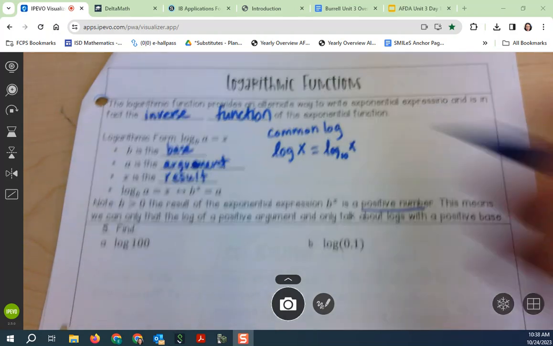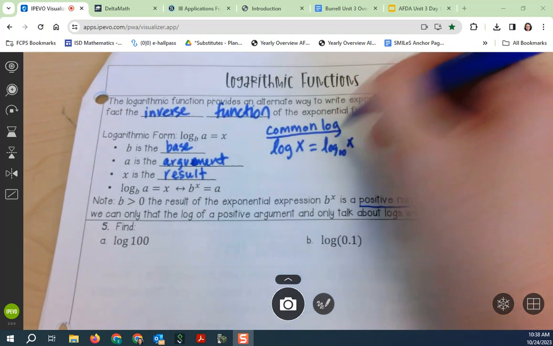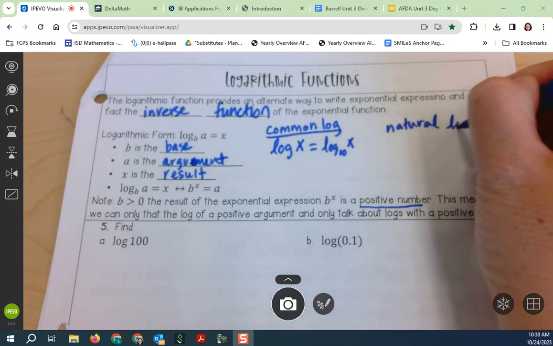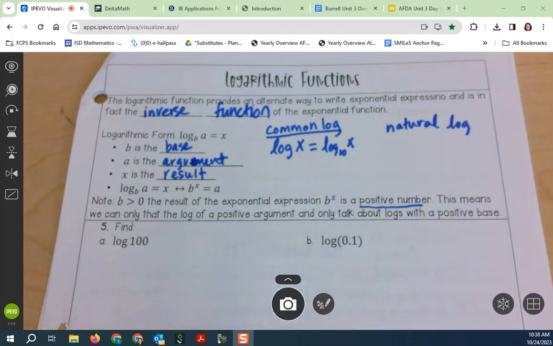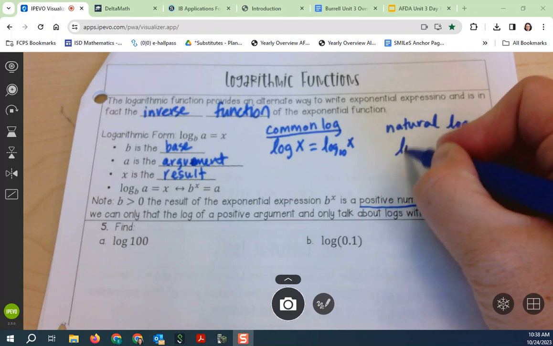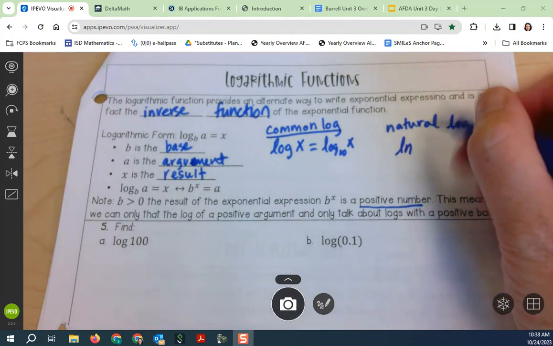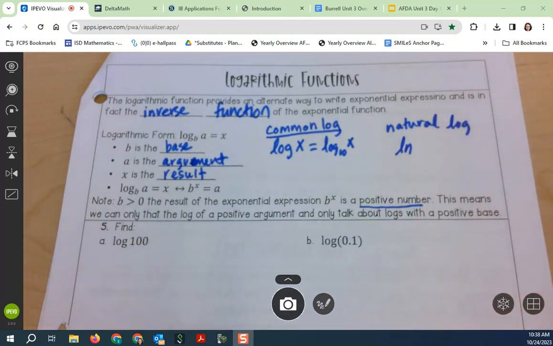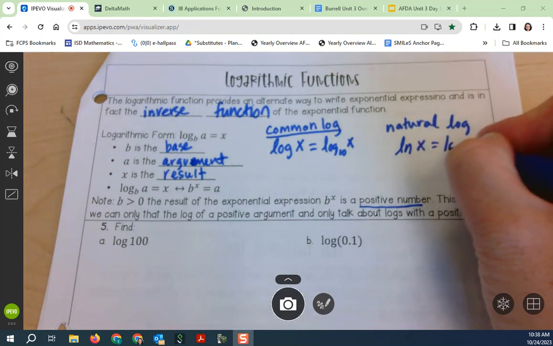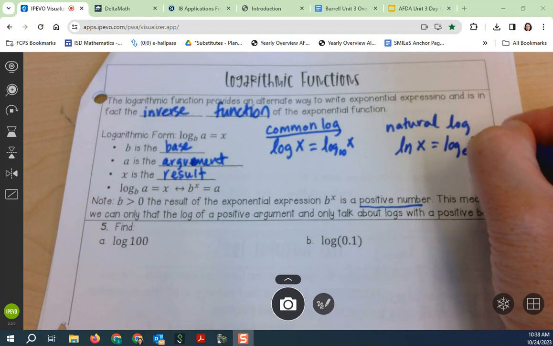The other special log is called natural log. And natural log is log base e. So if you see natural log, it's written as ln. I don't know why it's not ml, but it's ln. And that means ln of x means log base e of x.